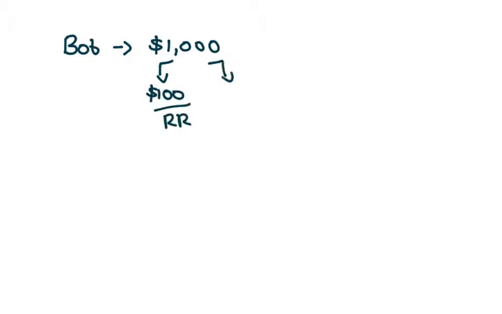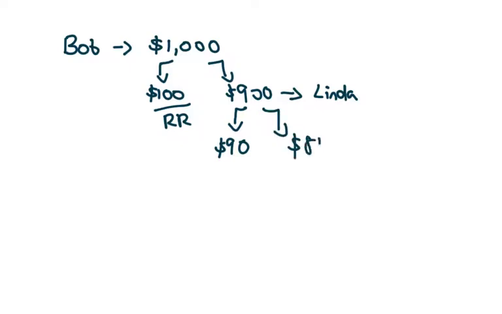So, for example, if Bob deposits $1,000 and the reserve requirement is 10%, we know that $100 of that has to stay in the bank in required reserves, but then that other $900 can be loaned out. And so let's say that $900 gets loaned out to Linda. And so then Linda deposits it in her bank, and that bank has to hold 10% of that in reserve, so they have to hold on to $90, and they can loan out the rest, $810.